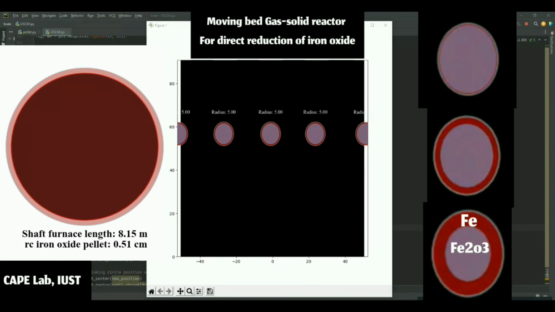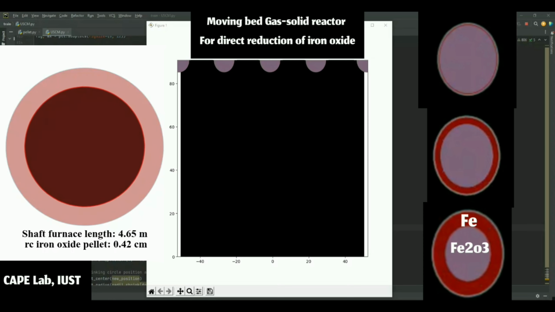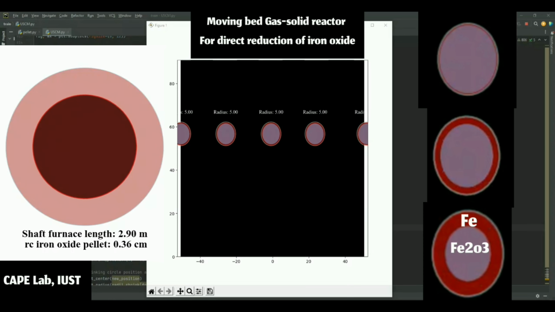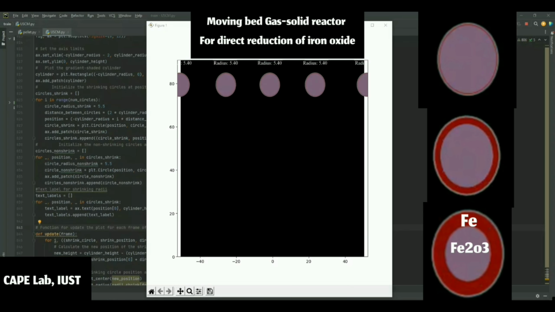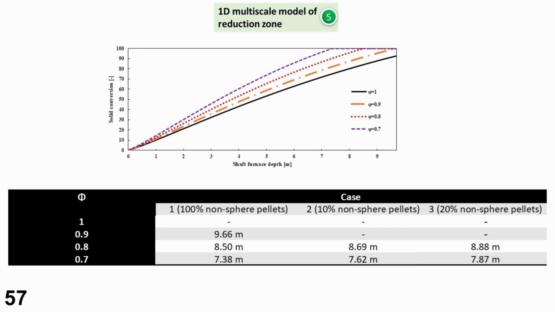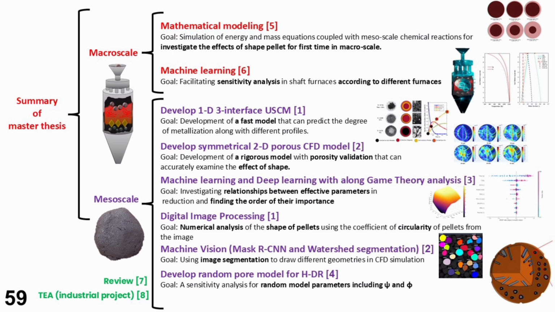In the mesoscale of the shaft furnace, we used the unreacted shrinking core model. As you can see, there is an unreacted hematite core in this model, around which iron is produced, and the unreacted core gradually shrinks. When we consider the shape factor of pellets, similar to our other studies, we found that the reaction rate increased. The next parameter was pressure. When we increased the gas pressure entering the shaft furnace by 1 atmosphere, we found that metallization reached 100% 1 meter earlier.